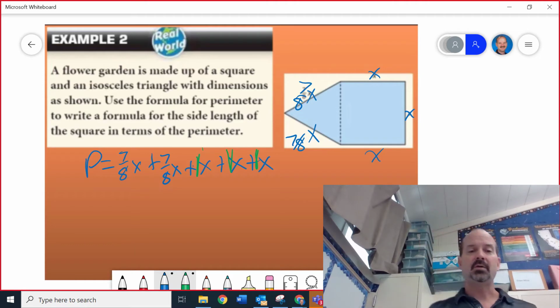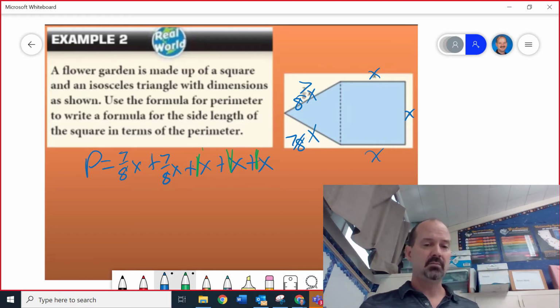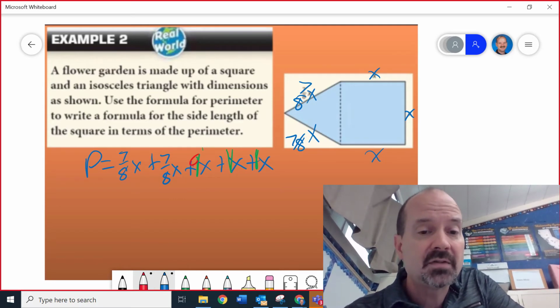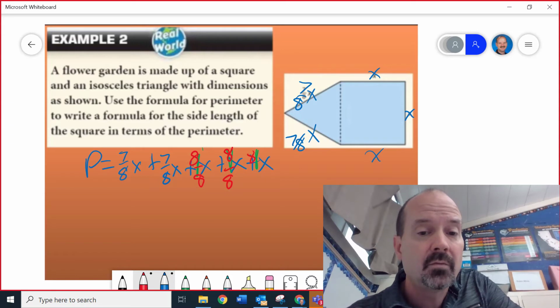So to add up all the coefficients, you got 7/8 plus 7/8 plus 1 plus 1 plus 1. Well, 1 plus 1 plus 1 is 3. Plus 7/8 is 3 and 7/8. And then, how do you add 3 and 7/8 plus 7/8? How about we change all these into 8/8, because 1 whole is the same as 8/8? Will that make it easier?